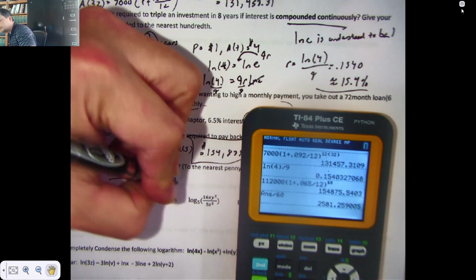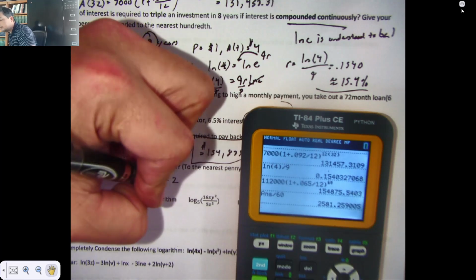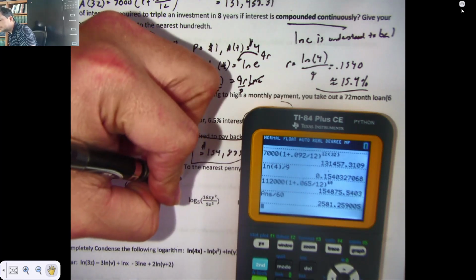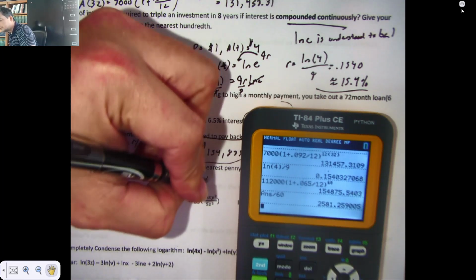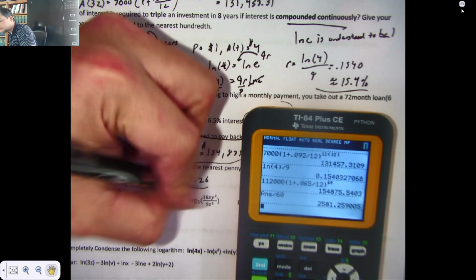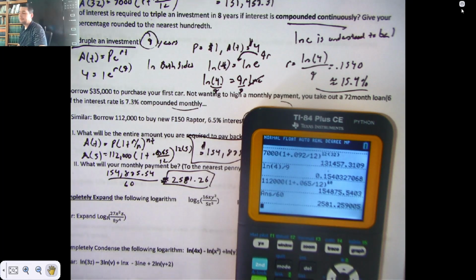It is exact. Well, we're going to say it is exactly, because we're going to round to the nearest penny. 2581.26. That's what you got to pay per month.